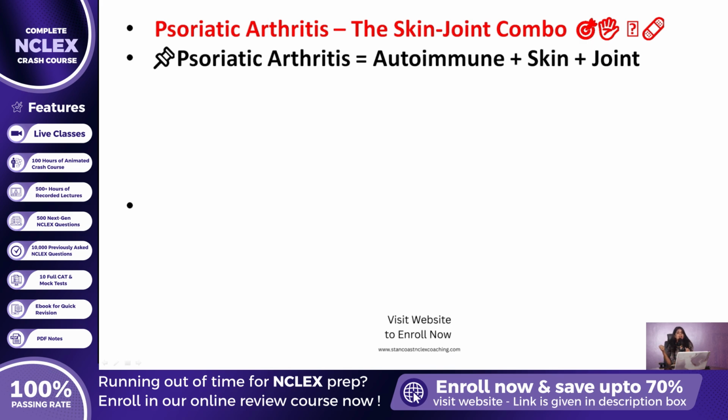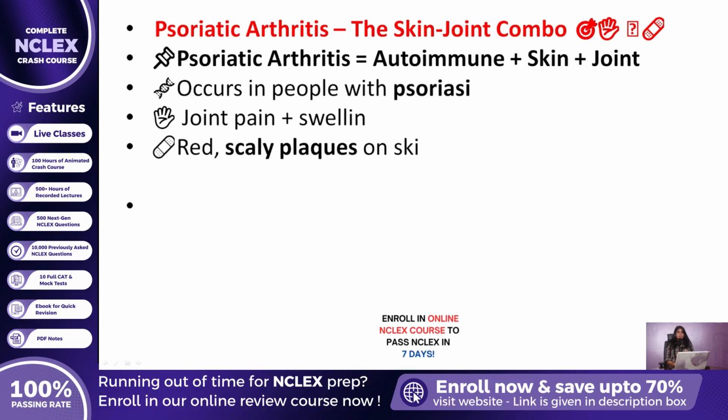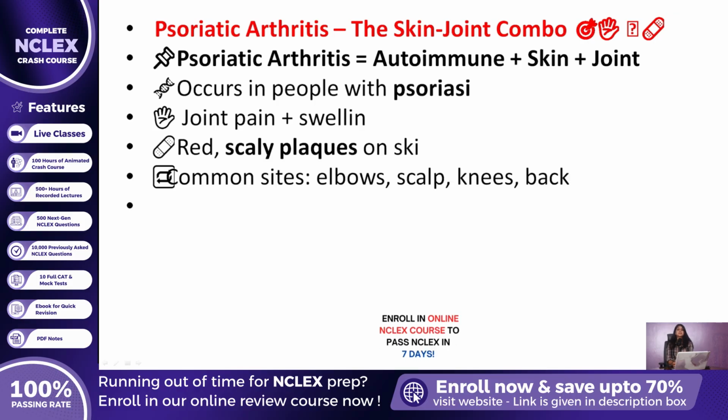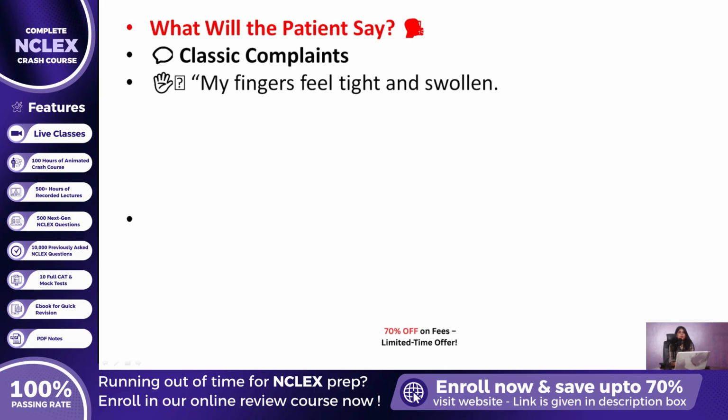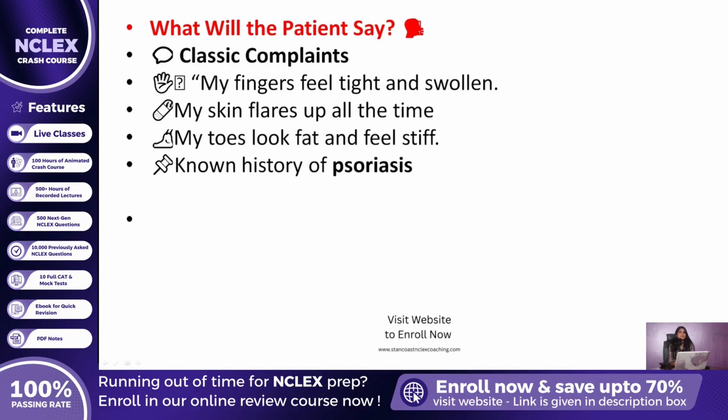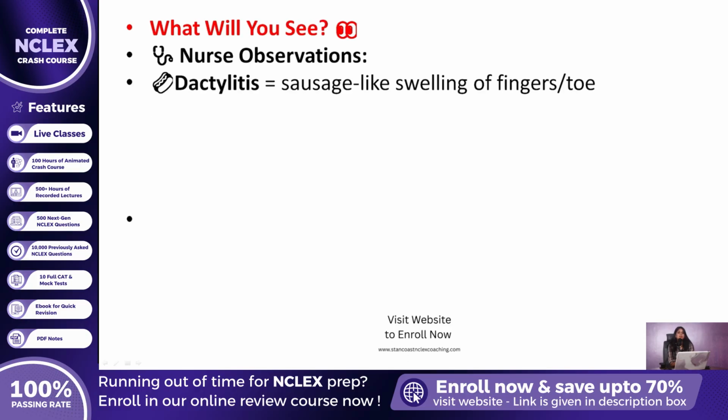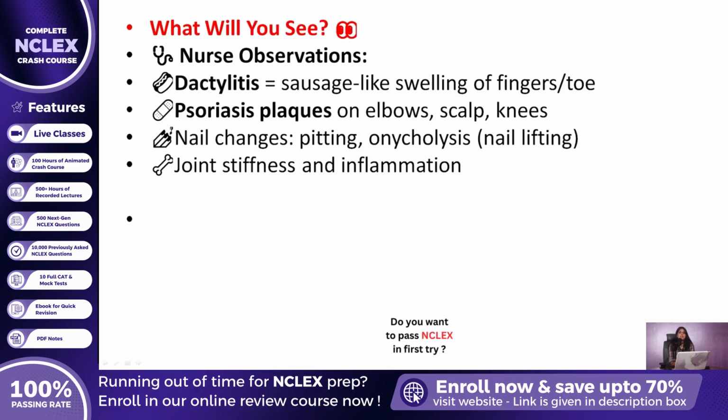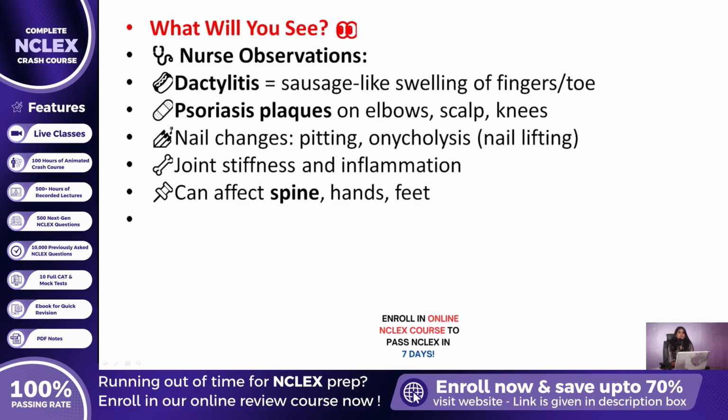Let us move on to a type of arthritis that does double duty: psoriatic arthritis, the classic skin joint combo. In psoriatic arthritis, joint symptoms are paired with visible skin lesions. You will want to look closely for red, scaly plaques, especially on areas like the elbows, knees, scalp, or back. One key feature that stands out is dactylitis, which refers to sausage-like swelling in the fingers or toes. It gives the digits a puffy, uniform appearance. Patients might also have nail changes, such as pitting or even separation of the nail from the nail bed.